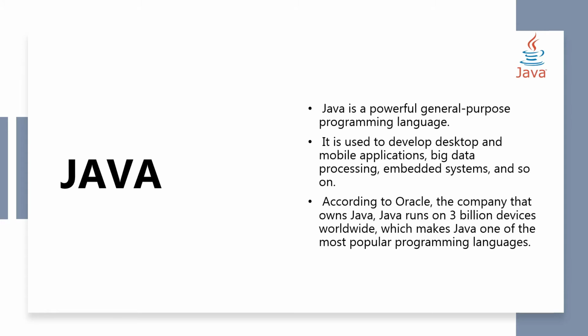This is the general information about Java. Java is a powerful general-purpose programming language. It is used to develop desktop and mobile applications, big data processing, embedded systems, and so on. According to Oracle, the company that owns Java, Java runs on 3 billion devices worldwide, which makes Java one of the most popular programming languages. Java will be the programming language of Apache Spark that running on this process.